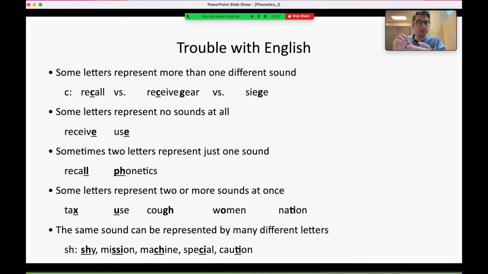And the same sound can be represented by many different letters. Now the other way around: shy, for example, for sh; mission, double S; machine, C and H; special, C and I; caution, T and I, and so on and so forth.